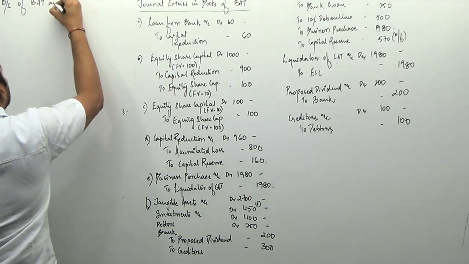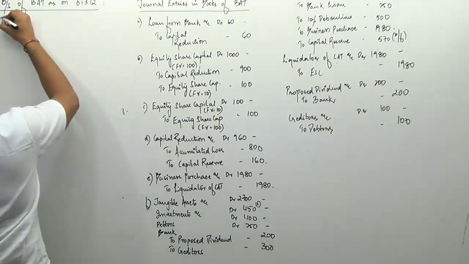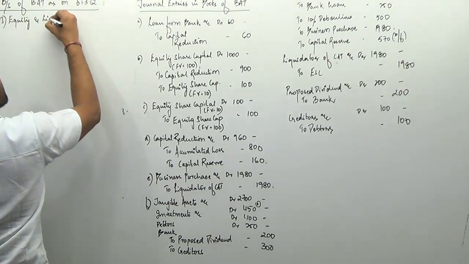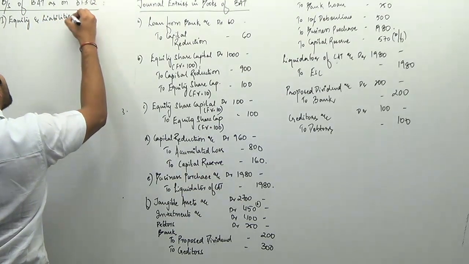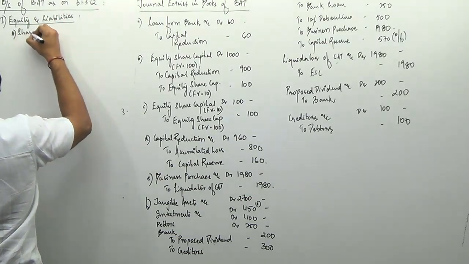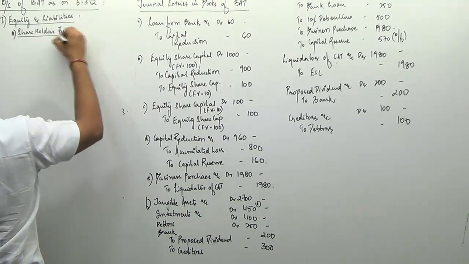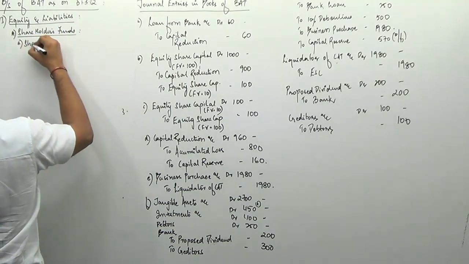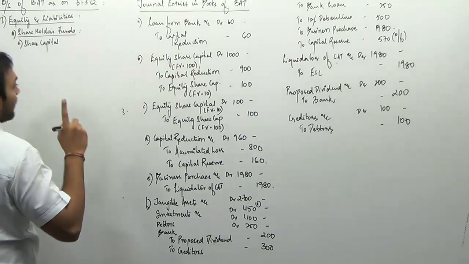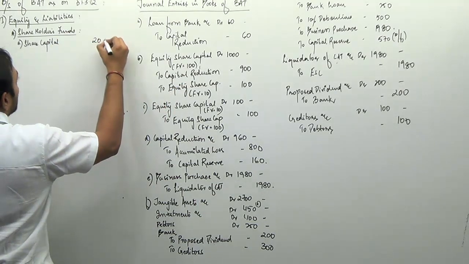Balance sheet of BAT, 31st March 2012, equity and liabilities. Shareholder funds, share capital only equity. After internal reconstruction, I had 100 plus. Now I issued equity share capital to the liquidators of 1980. Total is 2080.